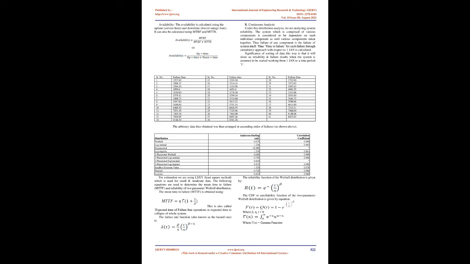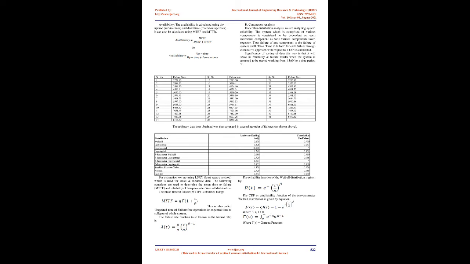Methodology. Discrete analysis. For performing discrete analysis, the failure data is studied on a monthly basis, and outage frequency, forced outage hour, service hour, and period hour are calculated for each month. Further, continuous analysis. Under this distribution analysis, we are analyzing system reliability. The system, which is comprised of various components, is considered to be dependent on each individual component as well as various components taken together. Thus failure of any component is the failure of the system itself.